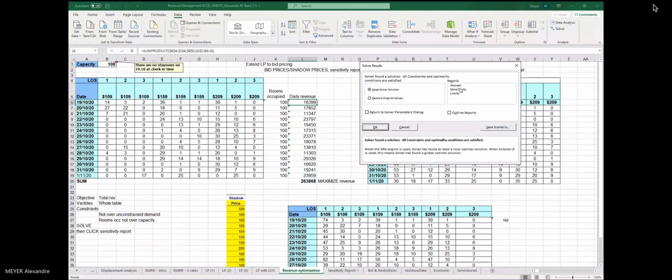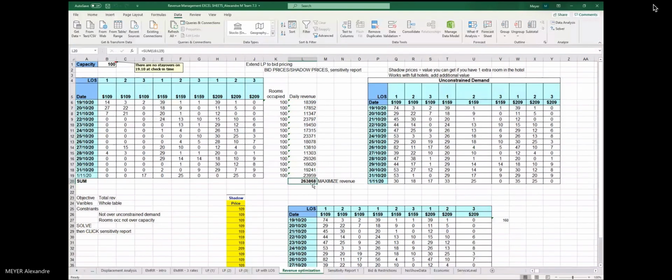Which will help you do the bid pricing. I have the sensitivity report on the slide as well, so I'm not going to click that. It takes a bit of time on my computer to load up. But once you do that, you'll have a value. And this 263,868 is the maximum amount of revenue I can make if I were to sell each of these rooms at these quantities in relation to the unconstrained demand.